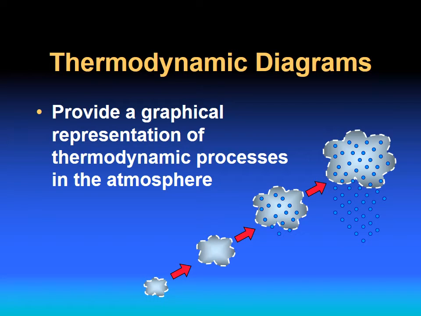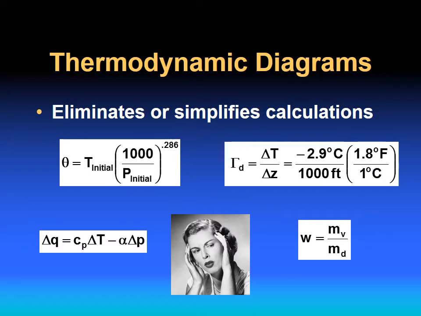So, for example, as a parcel of air rises, it'll cool, and it cools at a certain rate, and you can calculate that. If you put that on a diagram, you can follow the air as it rises and cools. Once water vapor condenses, it releases latent heat, and that heating causes the parcel of air to cool at a different lapse rate, and that can be calculated also. So, all of these calculations that are really difficult to make with a calculator can be done ahead of time and plotted on the diagram. And then you can actually see what the parcel of air is doing as it rises or sinks through the atmosphere.